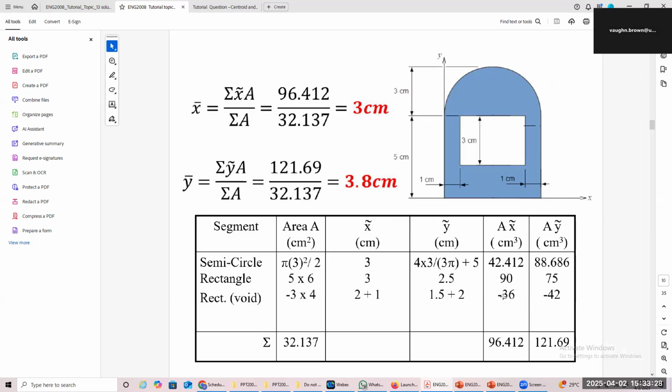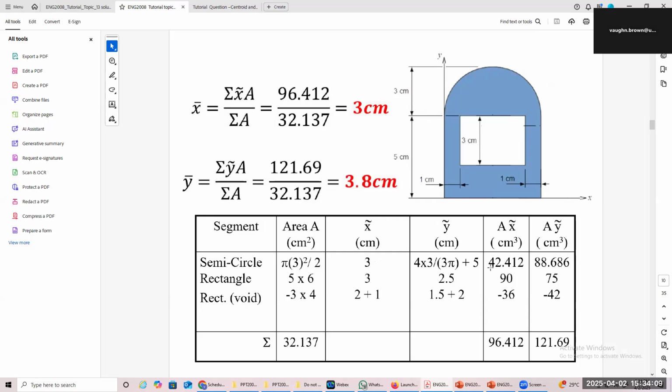So you notice you get Ax̄ is minus 36, and Aȳ is minus 42. And both quantities are minus. Note that. All right, for the rectangle, it will be 3 times 30, give you 90. And for the other one, it will be 2.5 times 30, give you 75. Those are positive quantities. And the other one now, you'll have multiplied 3 times the area of the semicircle.